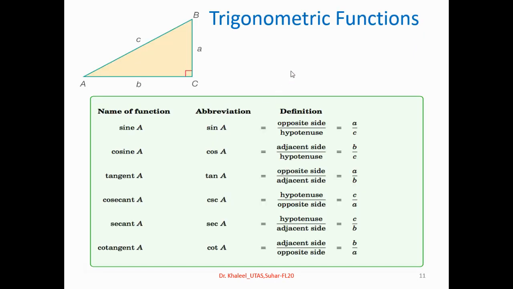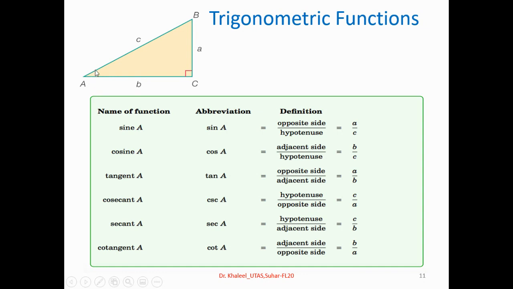Then we have trigonometric functions. There are six trigonometric functions which are defined for a right angle triangle. This is called the opposite side, this is called the hypotenuse side, and this is called the adjacent side. Remember, the adjacent side is denoted by small b, the opposite side is denoted by a, and the hypotenuse side is denoted by c.